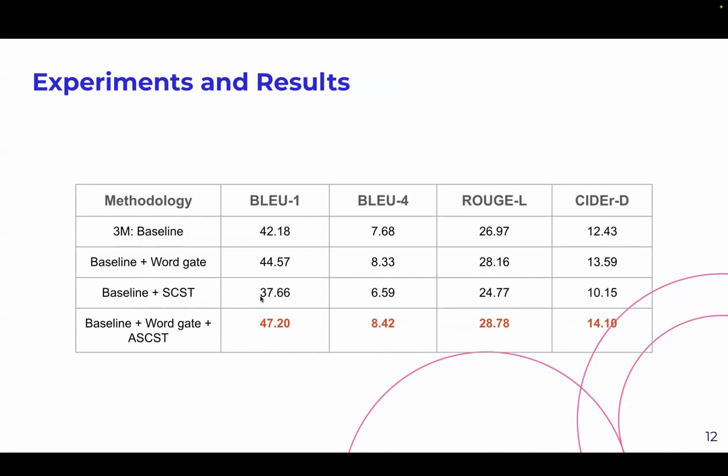Since I mentioned the large vocabulary space, the metrics declined when compared to the baseline model. Whatever I had achieved before got worse when I introduced the SCST approach to further train the model. Later, when I introduced the word gate to this baseline model, you can see the metrics slightly improved. And when I combined the word gate with the Adaptive-SCST approach, there was around 10 to 15% improvement in the evaluation metrics for all these BLEU, ROUGE, and CIDEr scores.